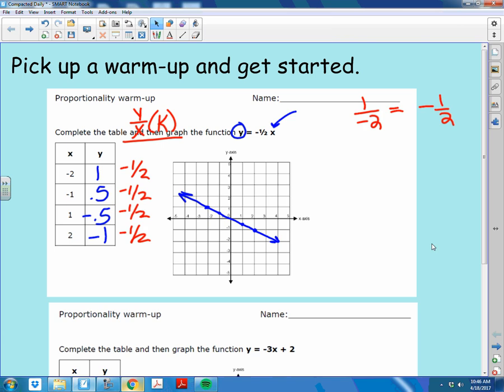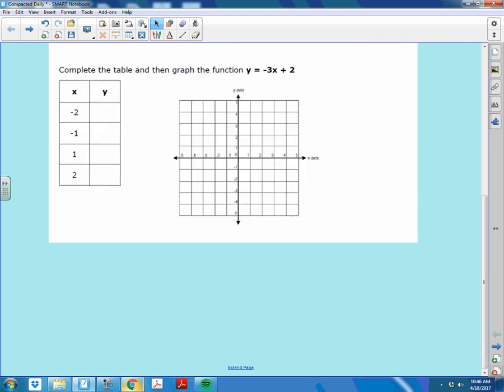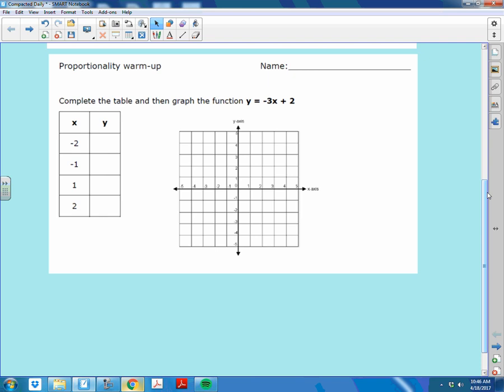So let's go to the second one really quickly. Let's graph this second guy. Spoiler. So we plug everything in, same process, right? So negative 3 times negative 2 is positive 6. 6 plus 2 is 8. That's 3 plus 2, which is 5. That is negative 3, negative 1, and negative 4.